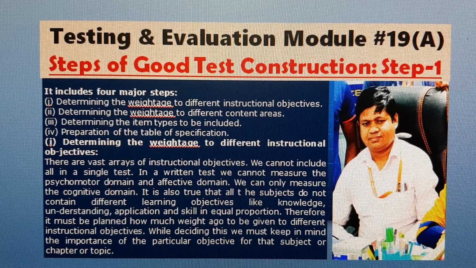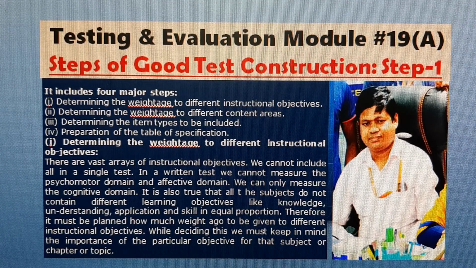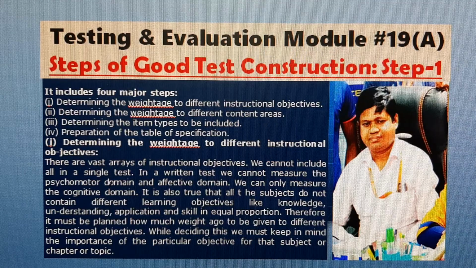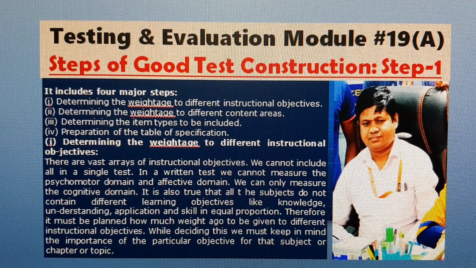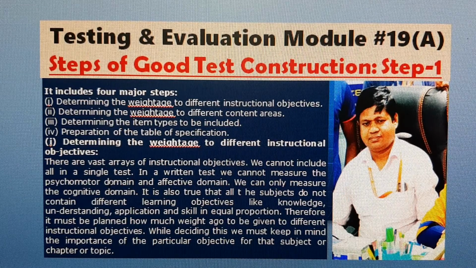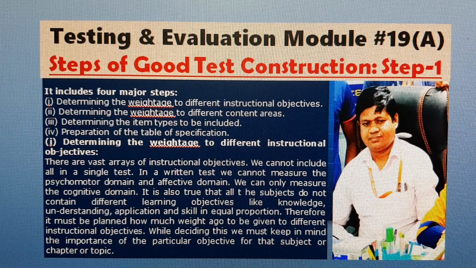While deciding this, we must keep in mind the importance of a particular objective for the subject, chapter, or topic. For example, if we have to prepare a test in general science for class 10, we may give the weightage to different instructional objectives as follows. Table 1.1 showing weightage given to different instructional objectives in a test of 100 marks.